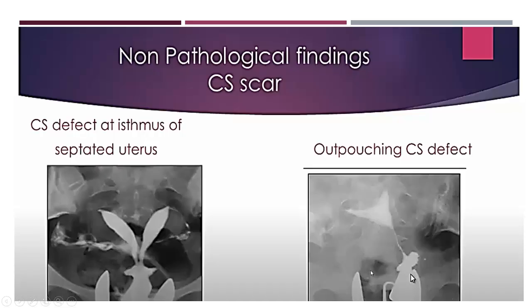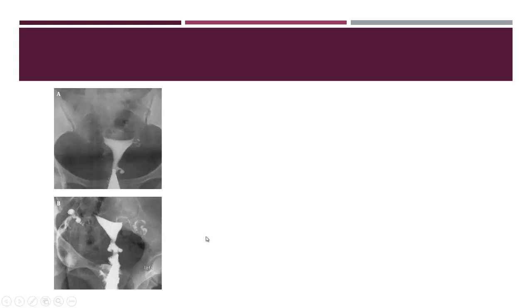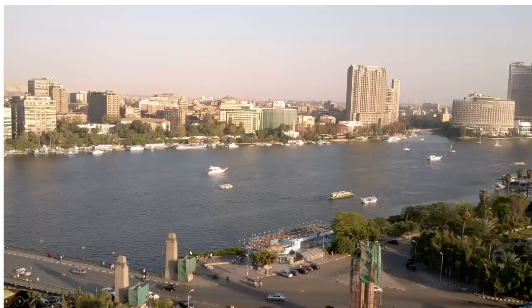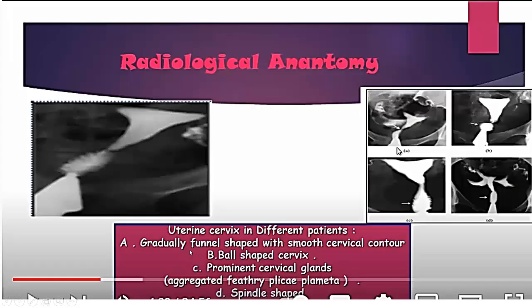Sometimes the cesarean scar is more than that. It causes outpouching at the cesarean scar. Here also there is the bulldog appearance. The cesarean scar is hanging down like that, like a bulldog appearance. This is unilateral and this is bilateral. These are some of the appearances of cesarean scar defects.